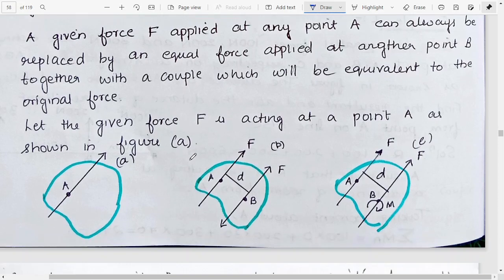Let the given force F be acting at a point A as shown in figure. Okay. So a given force F applied at any point A can always be replaced by another equal force applied at another point B together with a couple which will be equivalent to the original force. And then we have the forces like this. Now we are changing this force to this side.